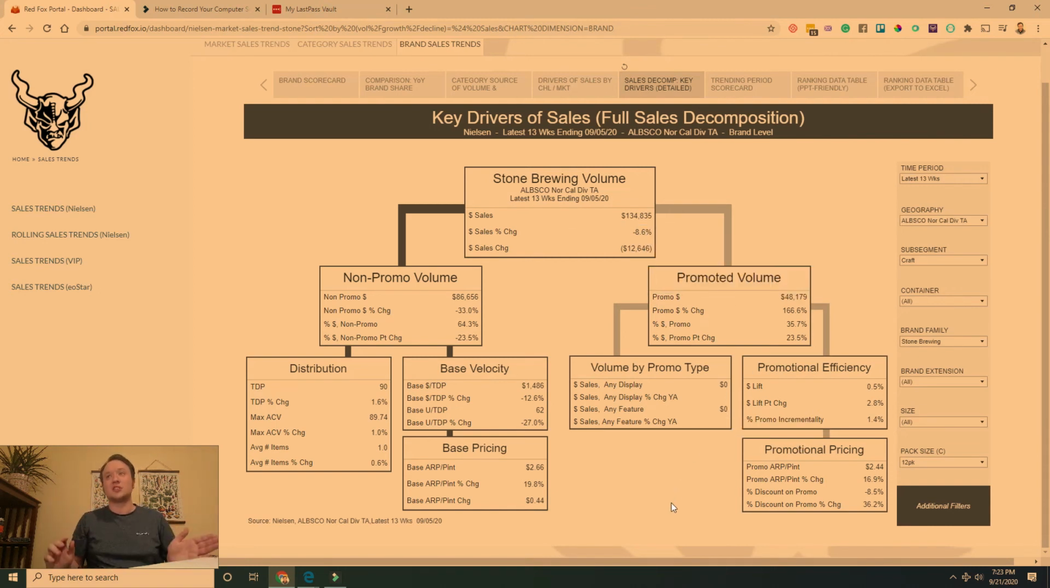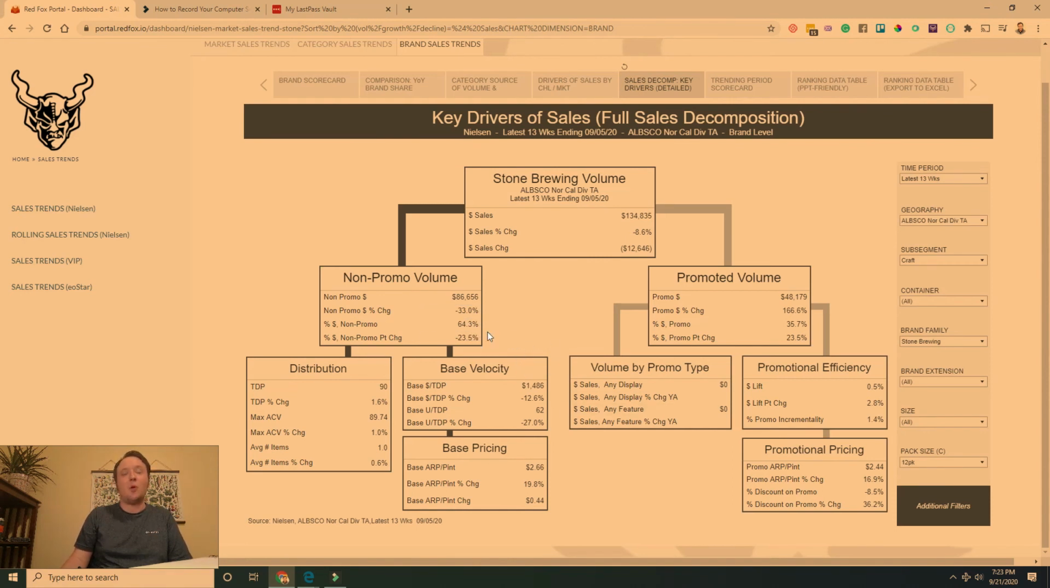So 2 questions to ask. One, is it non-promoted or promoted? Well, this tree is going to answer it pretty quickly. Looks like promotional volume is actually pretty light. It's not promotional because these are all pretty positive numbers. So we're going to look at the non-promoted volume. Ooh, that non-promoted dollar sales change. That's negative 33%. Okay, so what's causing that?